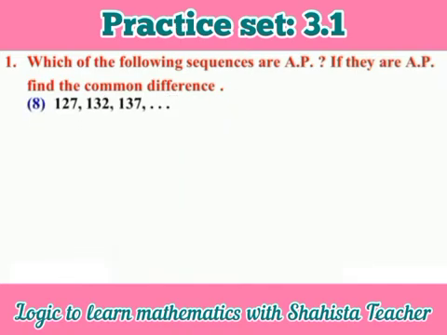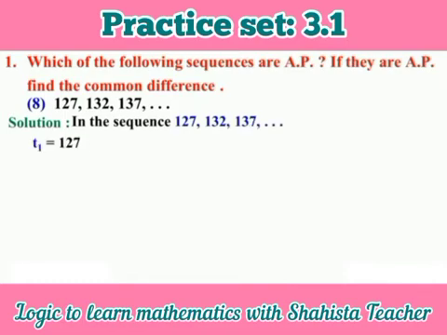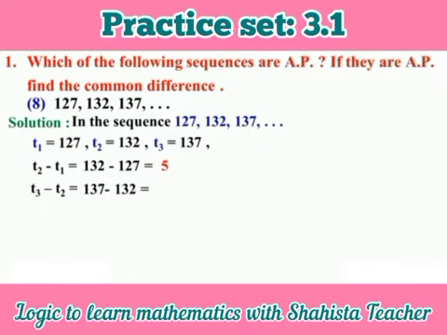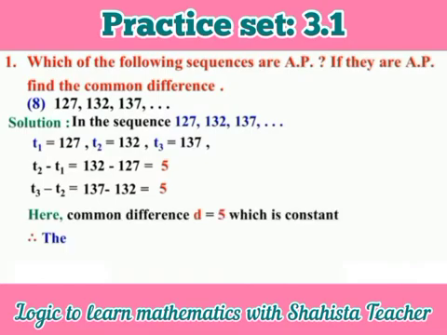Okay, now let's solve sub question 8. 127, 132, 137. In the sequence 127, 132, 137, here T1 is equal to 127, T2 is equal to 132 and T3 is equal to 137. So T2 minus T1 is equal to 132 minus 127, which gives us 5. T3 minus T2 is equal to 137 minus 132. Again we get here 5. So yes, the common difference is 5. So here the common difference D is equal to 5, which is constant. Therefore the given sequence is an arithmetic progression.